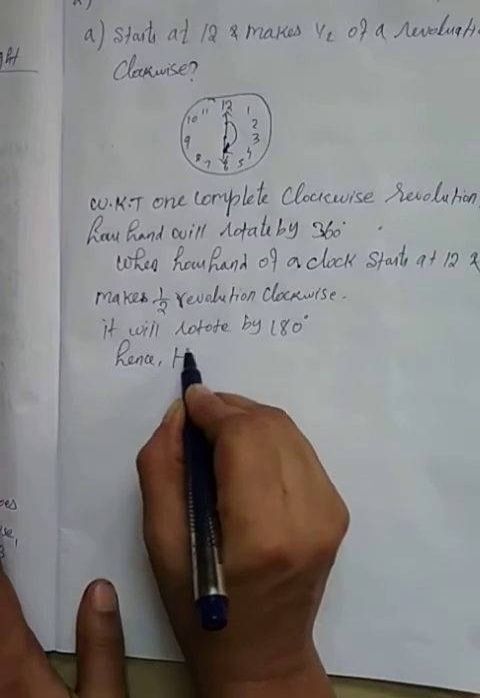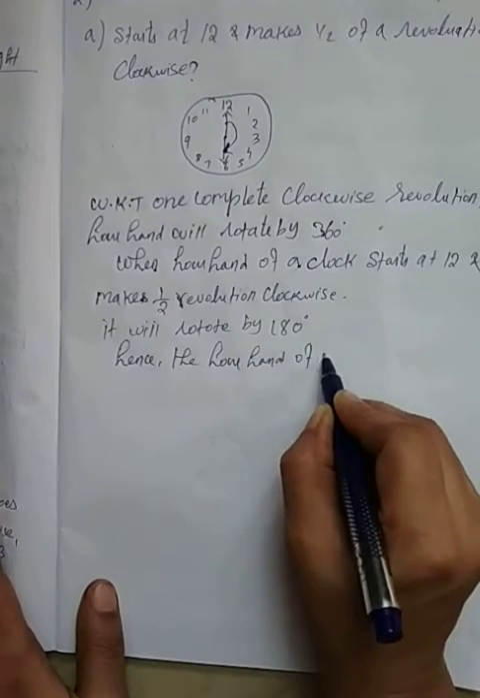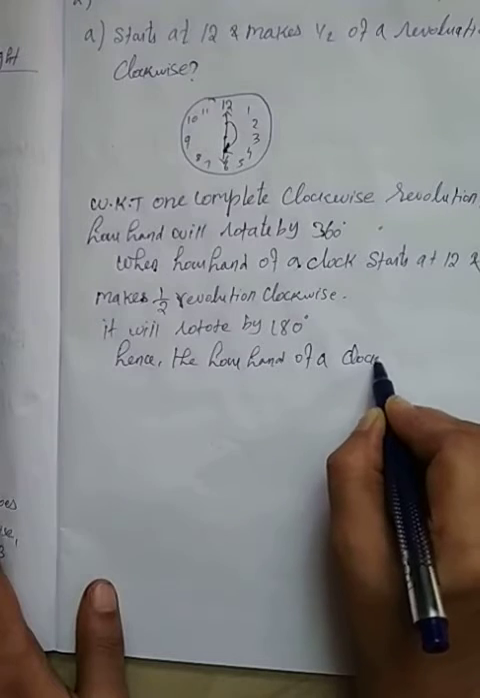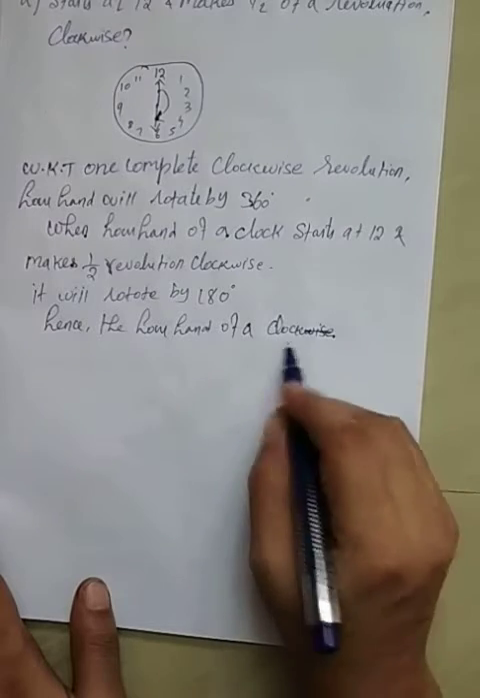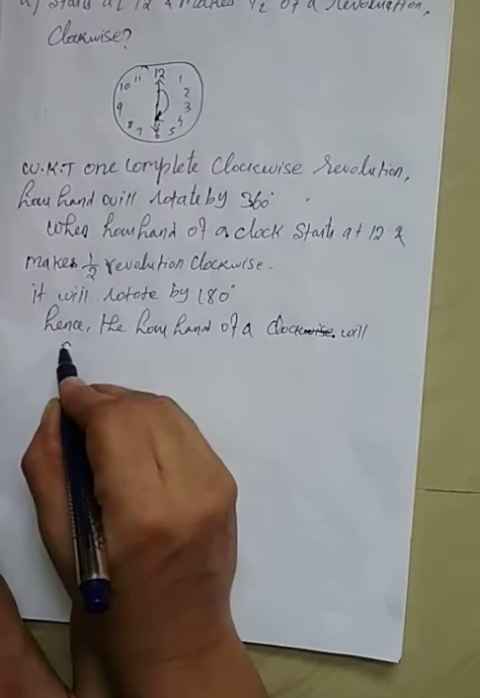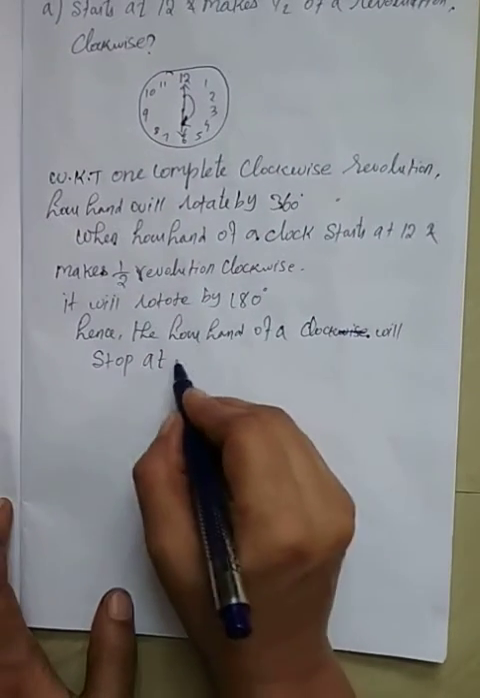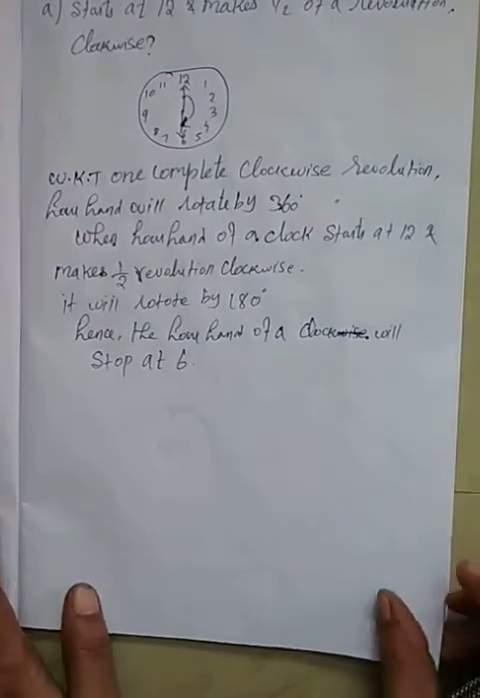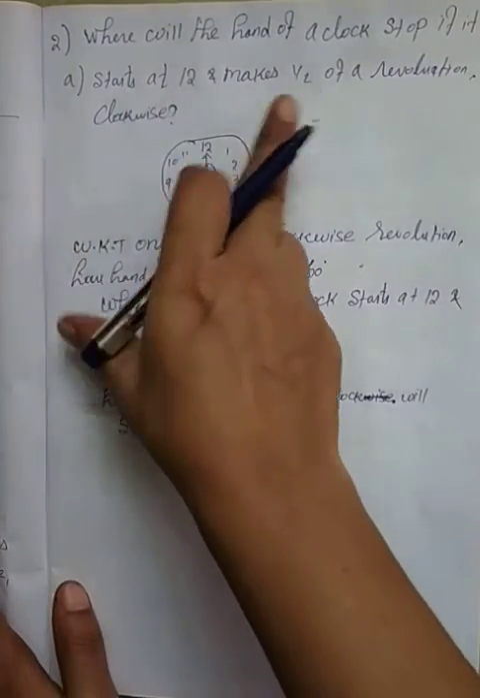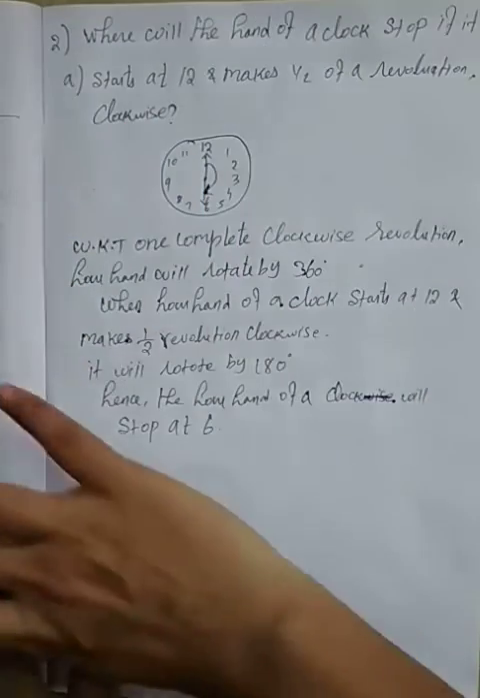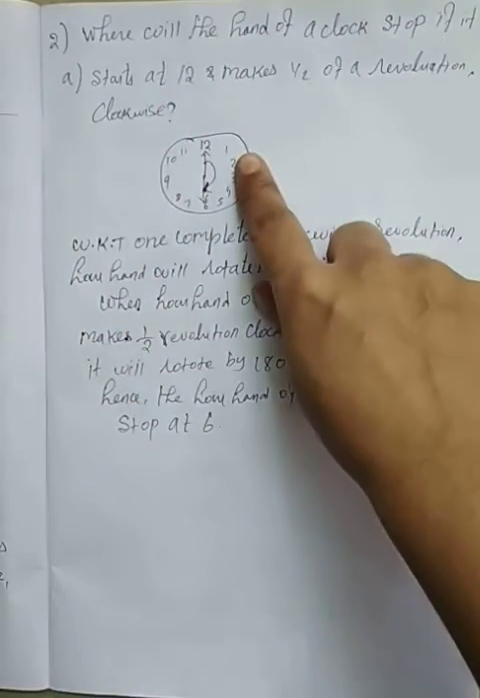Hence the hand of the clock will stop at 6. So this is the proper line. Everybody clear? So start at 12 and make 1 by 2 of a revolution clockwise: first of all you have to write in this format. After that you have to draw the diagram.